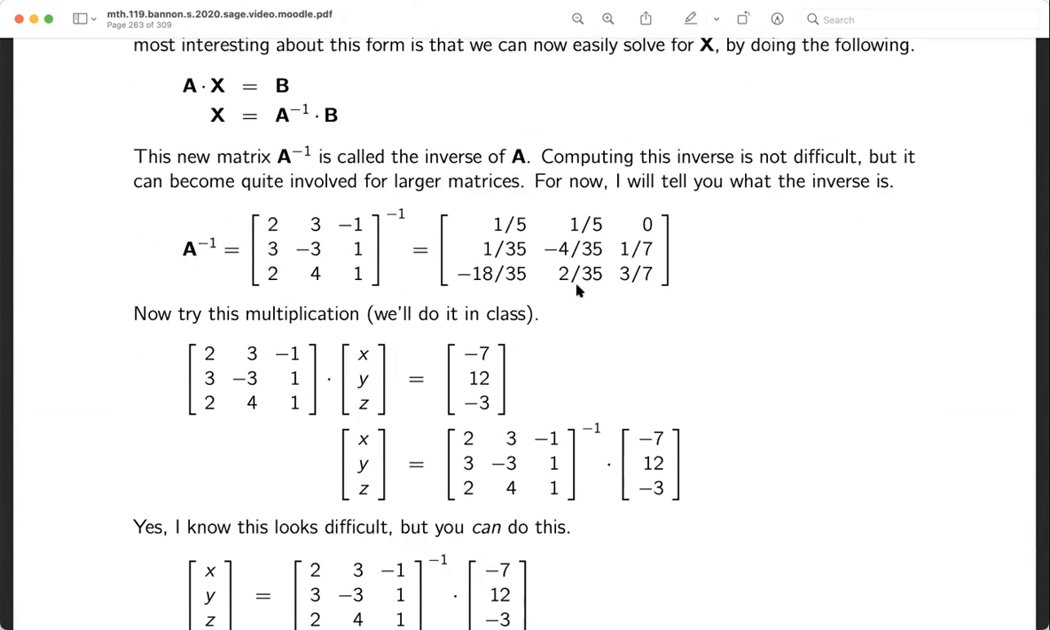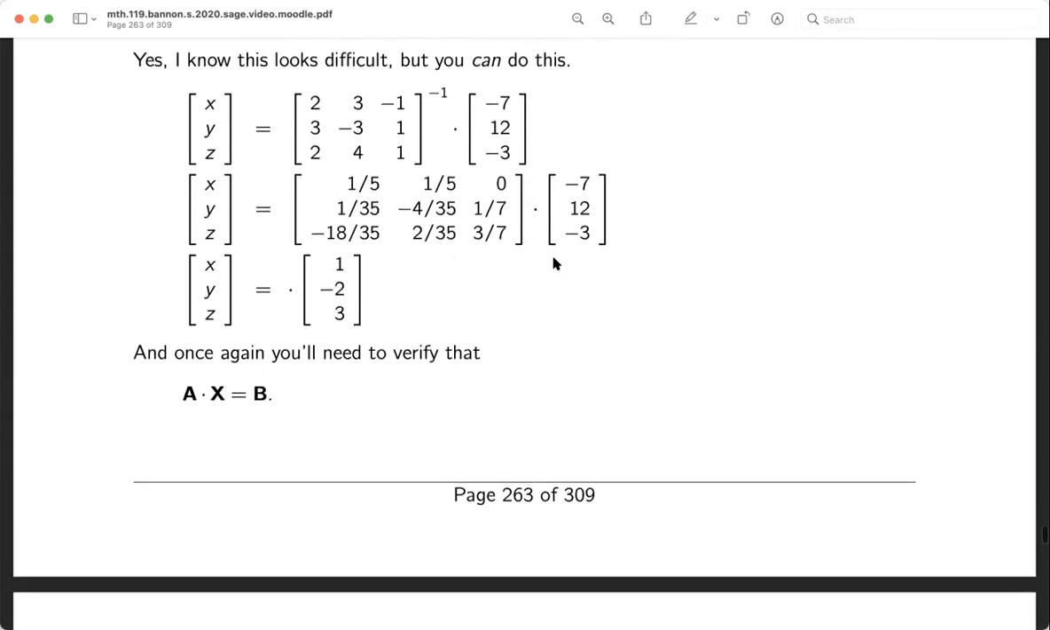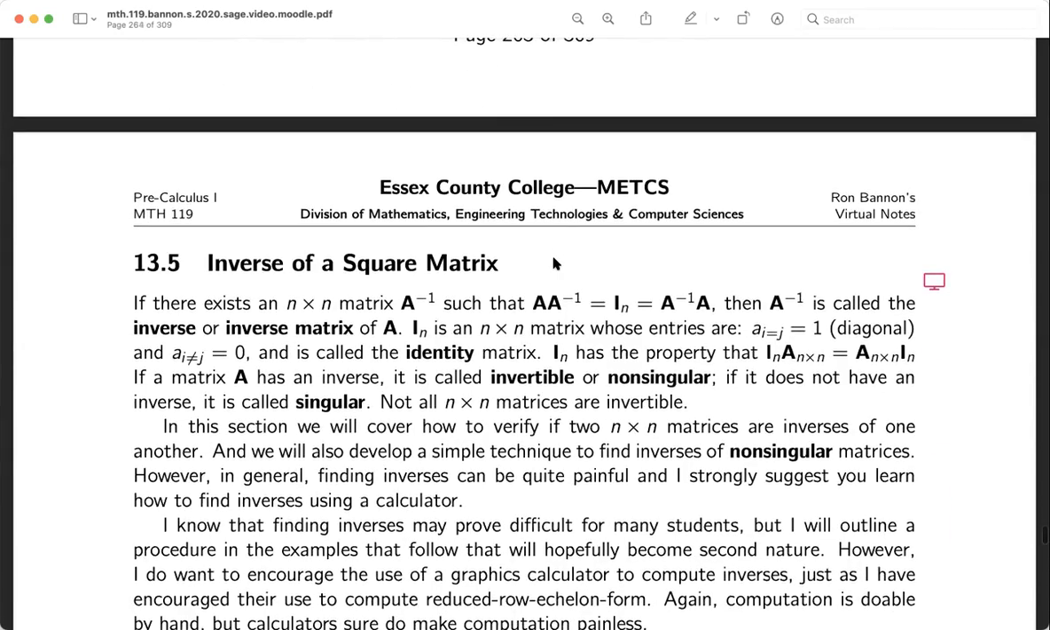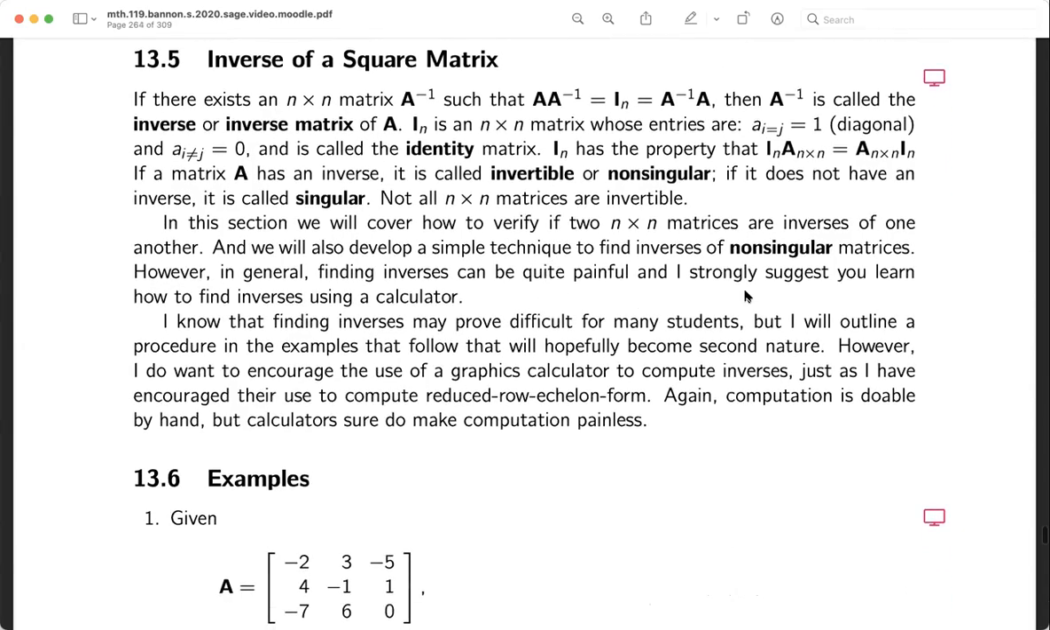What do I mean by nasty? Look at these numbers over here. They're nasty for a lot of students to look at, and finding those numbers is equally nasty. Here's the deal, though. Machines can do this incredibly quickly. Humans have a tough time with it, though. But we'll go through it. I'll go through it. And then, certainly, the inverse of a square matrix.